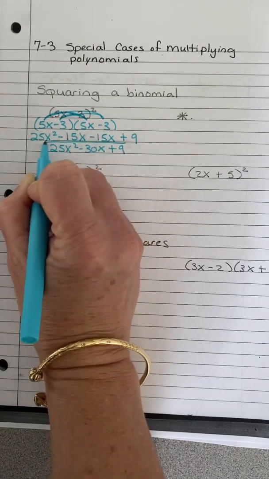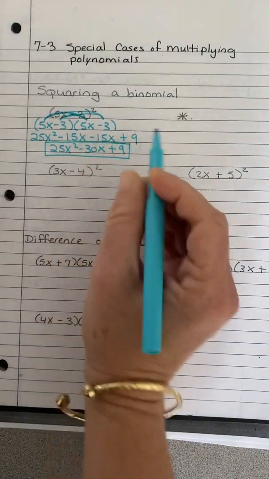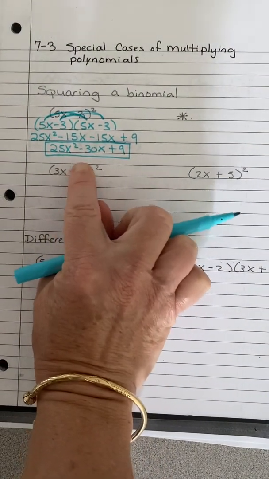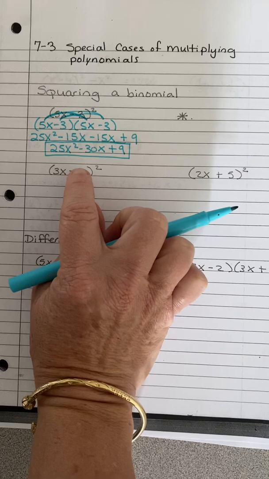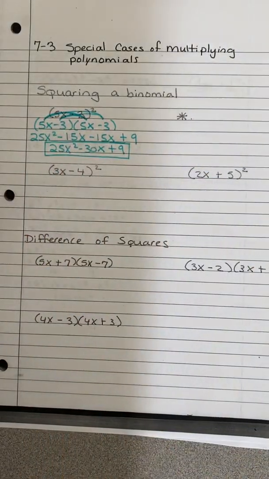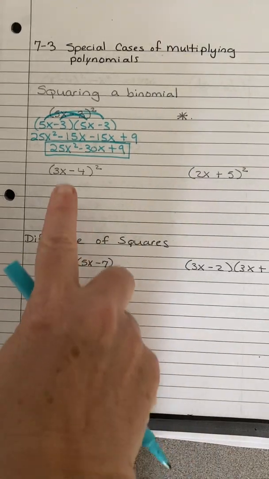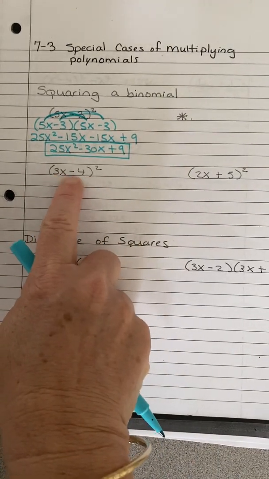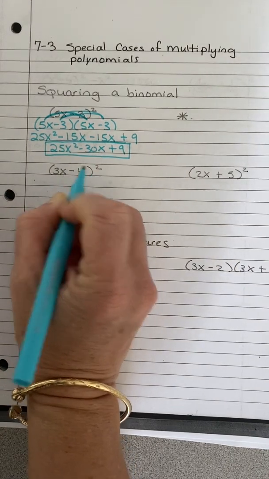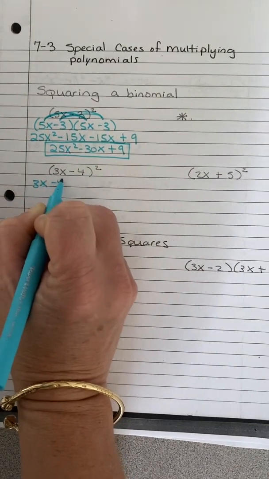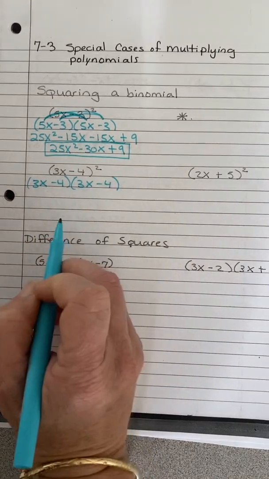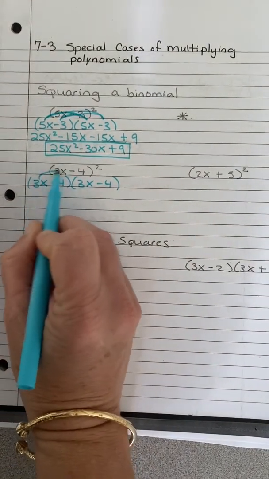So this right now should not really seem like that much of a special case, except there are some things I'm going to point out to you after I do the next example that are interesting when you FOIL those out. But right now, when you start off, I think it's best if you just write that twice. So for this one, 3x minus 4 squared, we have 3x minus 4 times 3x minus 4, and then you go ahead and just FOIL it out.